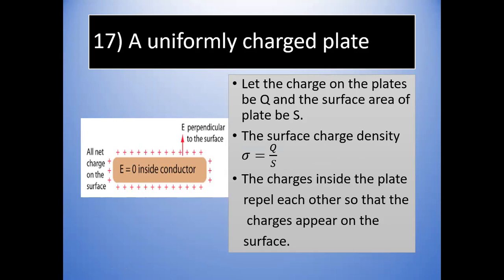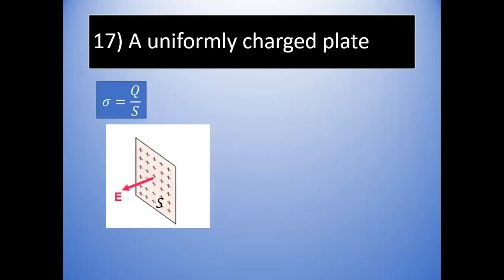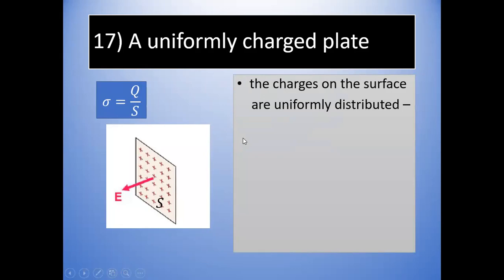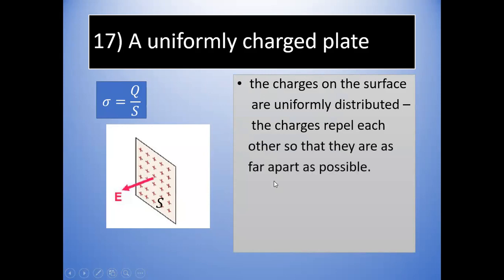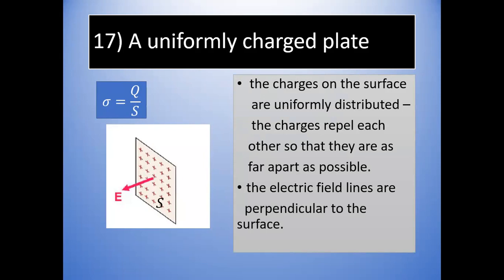Okay with that? You can go and review. Just accept it. Uniformly charged plate, charge density Q over S. Remember, the charge on the surface is uniformly distributed because the charges repel each other. So on the surface, they can be as far away from each other as possible. Electric field lines in this case are perpendicular to the surface. They come out from the charge there. Each charge has a field line.